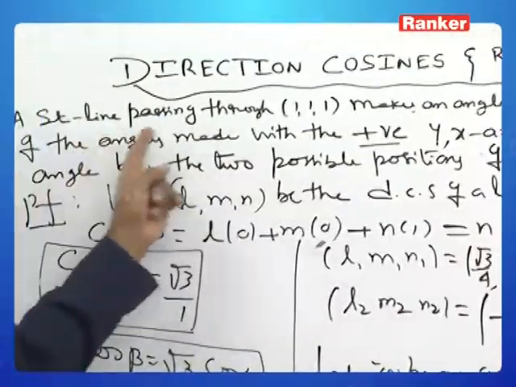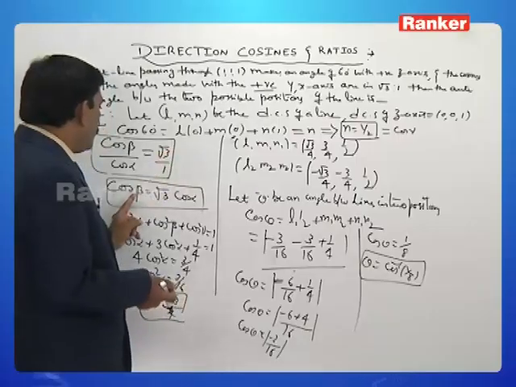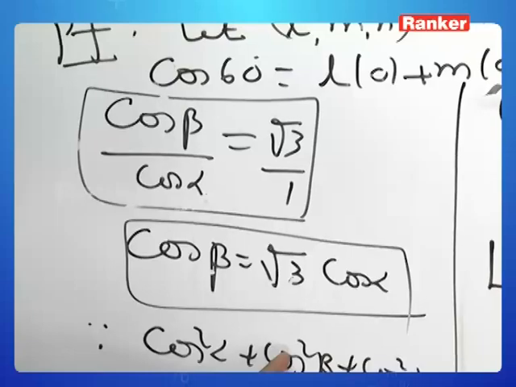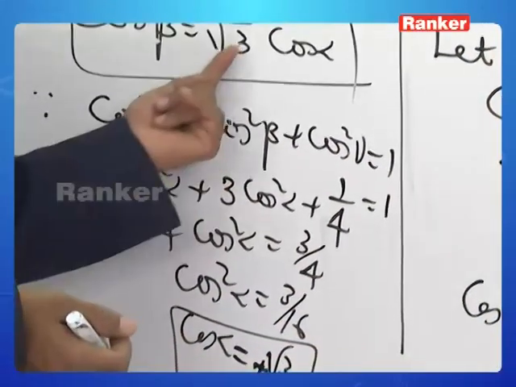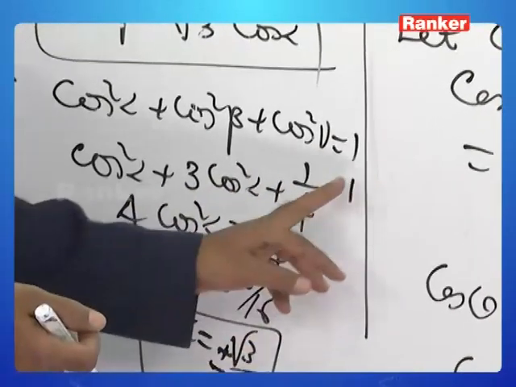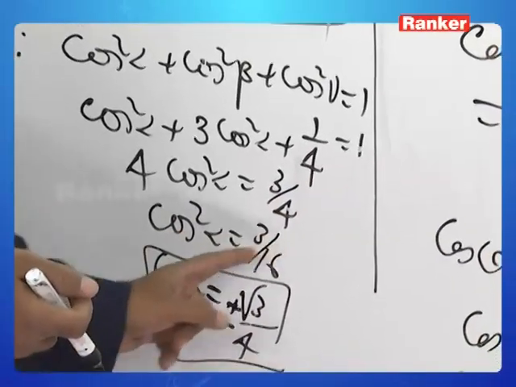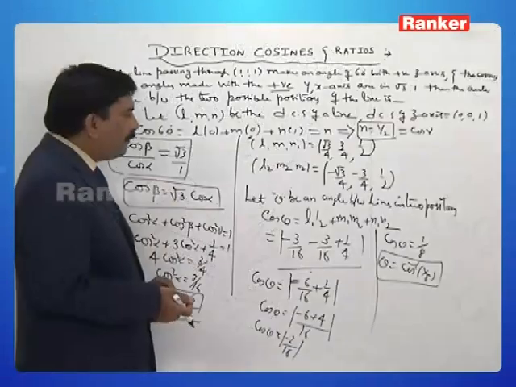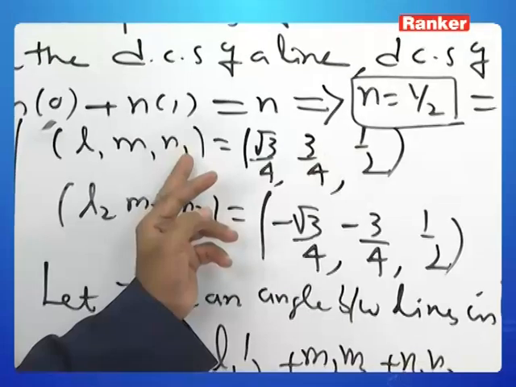Now, the cosines of the angles made with the positive y and x axis are in the ratio root 3 is to 1. Cos beta is equal to root 3 into cos alpha. Cos square alpha plus cos square beta plus cos square gamma equals 1. You substitute cos square alpha. Now, this is 3 into cos square alpha, 4 cos square alpha. You transfer that side. It becomes 1 minus 1 by 4. It becomes 3 by 4. Cross multiply, 3 by 16. Cos alpha is equal to plus or minus root 3 by 4.